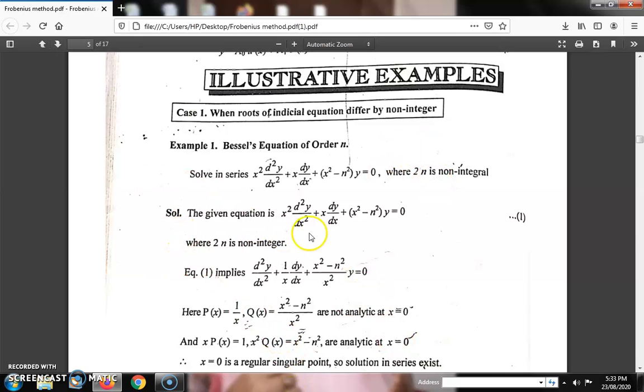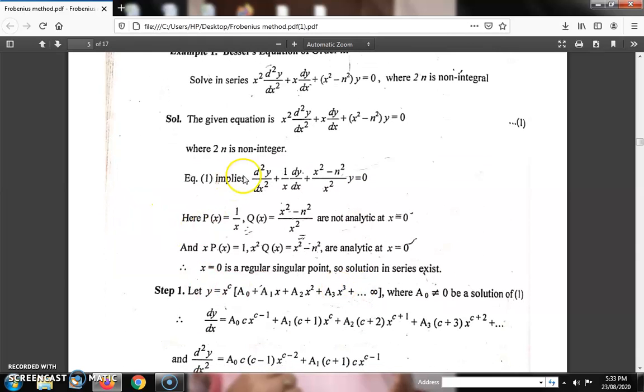Okay, let us find the solution. The given differential equation is this. You know students, this is of the form phi0(x) d^2y/dx^2 + phi1(x) dy/dx, and we have to convert it into P(x) and Q(x) form. So we will divide the whole differential equation by x^2. Then you will get d^2y/dx^2 + (1/x) dy/dx + ((x^2 - n^2)/x^2) y = 0. Here you get P(x) is 1/x by comparing, and Q(x) is (x^2 - n^2)/x^2.